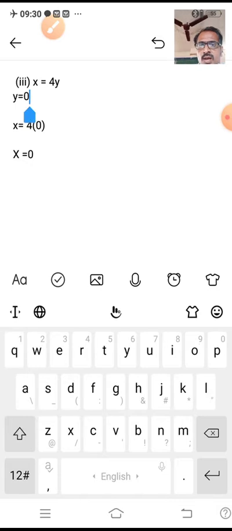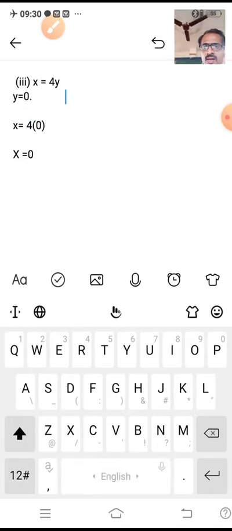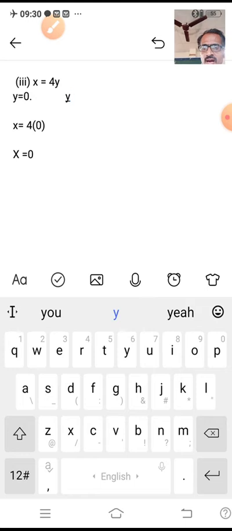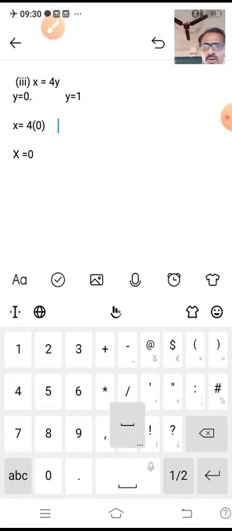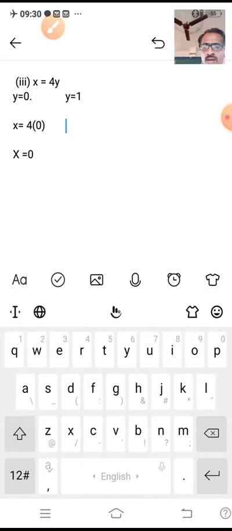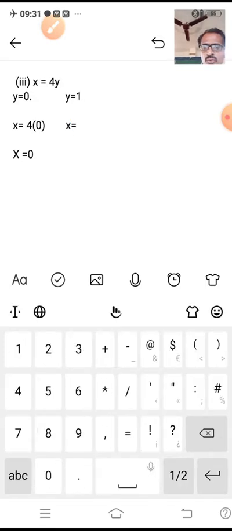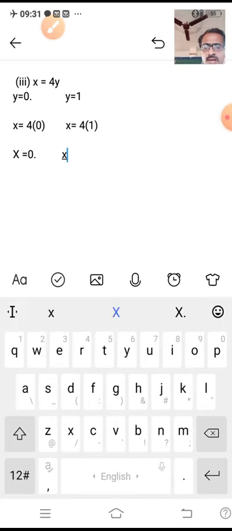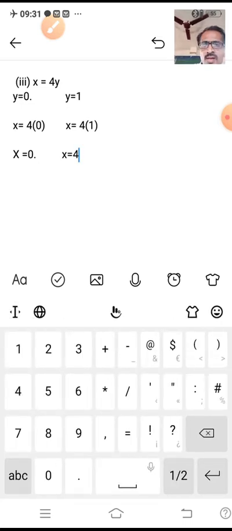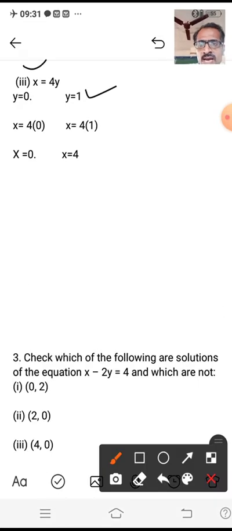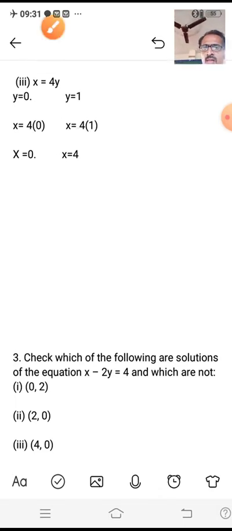Okay. Now let us take one more value of y. If I take y equals 1, then we'll have x equals 4, instead of y we are going to write 1. So here we'll have x equals 4 ones are 4. Very easy. y equal to 1, so this x as it is, equal to 4 as it is, instead of y we write 1. So 4 ones are 4. Simple.